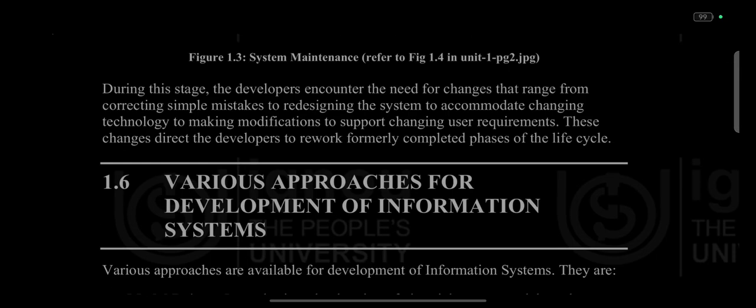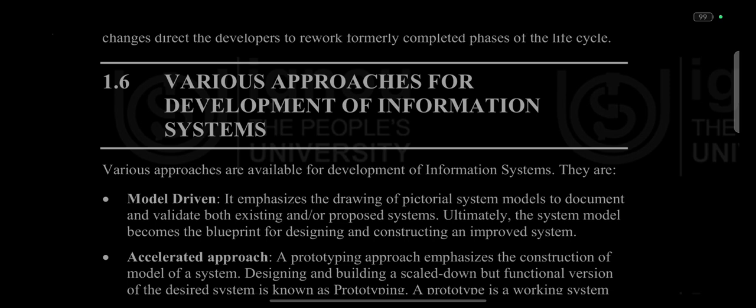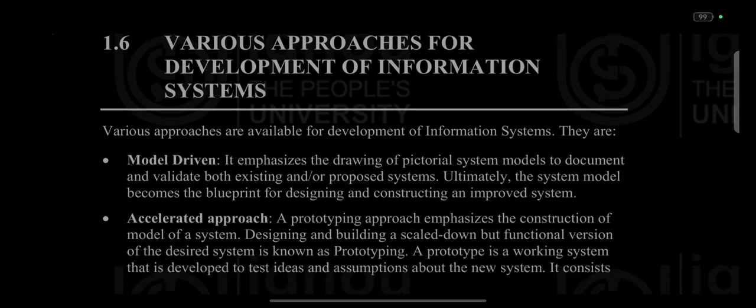During this stage, the developers encounter the need for changes that range from correcting simple mistakes to redesigning the system to accommodate changing technology to making modifications to support changing user requirements. These changes direct the developers to rework formally completed phases of the life cycle. So here we come to various approaches for development of information systems.